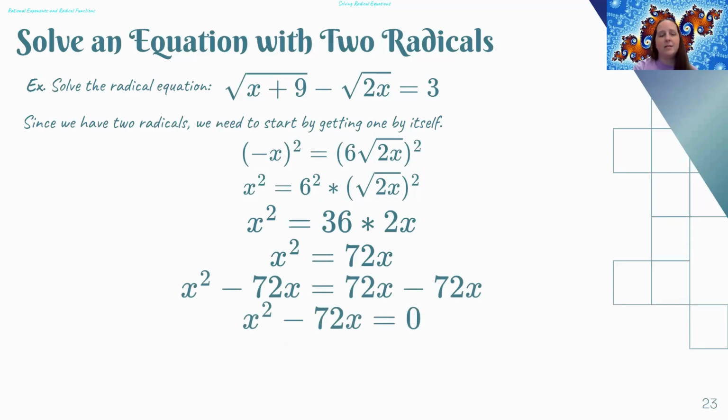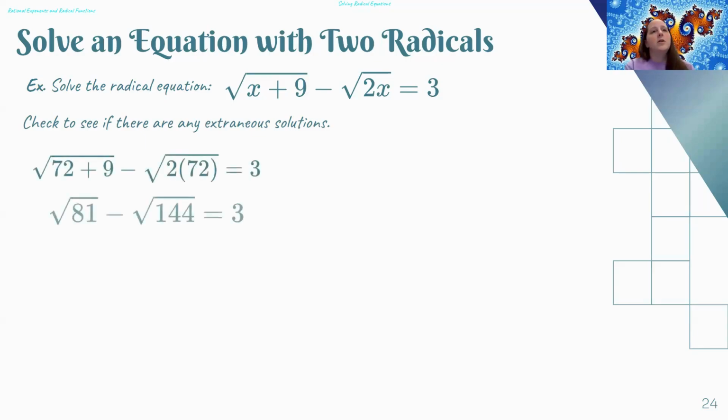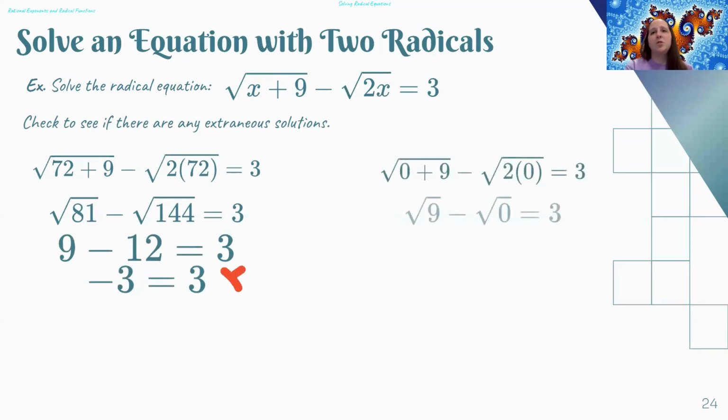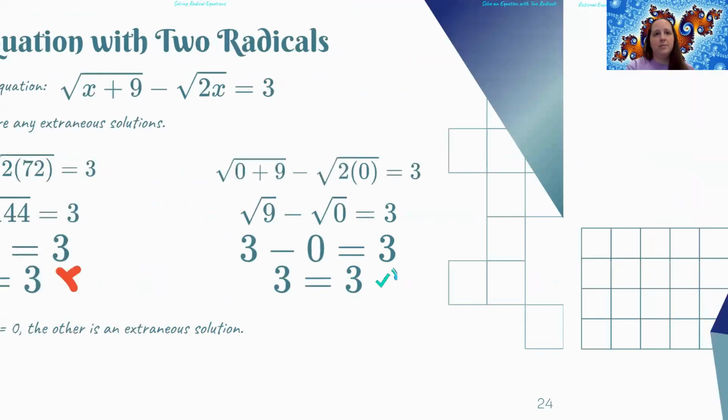I can factor out an x. So I get x times (x - 72) = 0. That means x = 0 or x = positive 72. Of course, you still need to check and see if there are any extraneous solutions. So I substitute 72 in. I get -3 = 3, which is not a solution. And I substitute 0 in, and I get 3 = 3, which is a solution. So I do have one extraneous solution of x = 72. So x = 0 is my only solution.